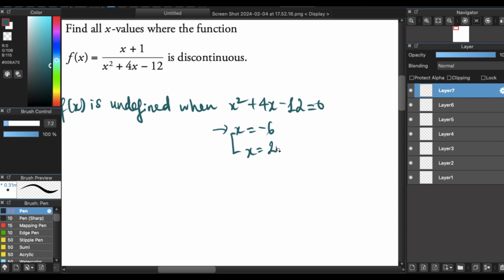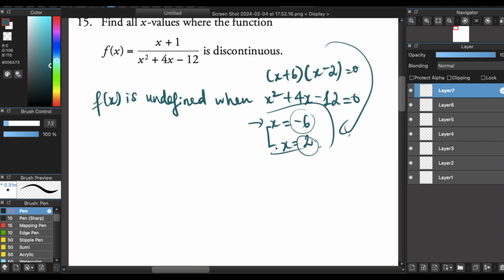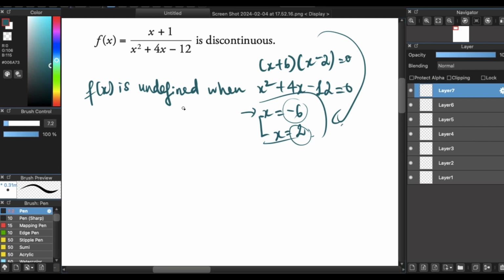Here, another way, if you don't want to solve this polynomial equation, you can just factor it into (x plus 6)(x minus 2) equal to 0, and you're going to find this as well. So no matter which method you choose, you always obtain these 2 values of x that will make f(x) undefined, therefore discontinuous, right?